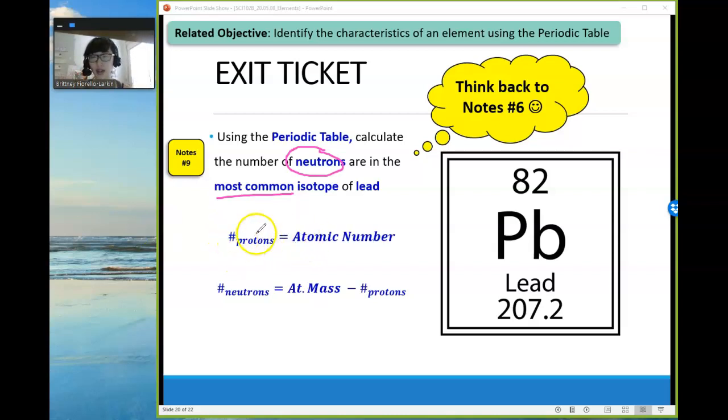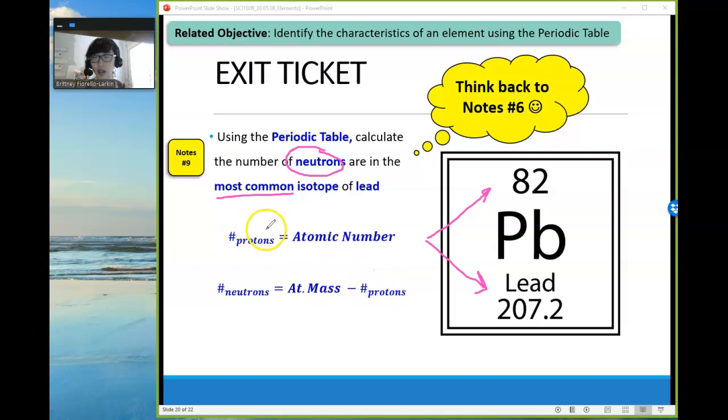So taking a look here, remember that you can figure out the number of protons by knowing the atomic number. So you need to be able to figure out which of these is the atomic number. Is it the one on the top or the one on the bottom? Again, we learned this when we went over notes number 6. So if you need to, refer back to that. Rewind if you need to, okay?